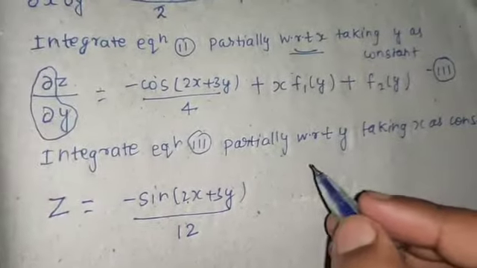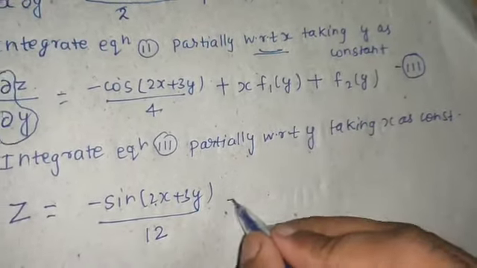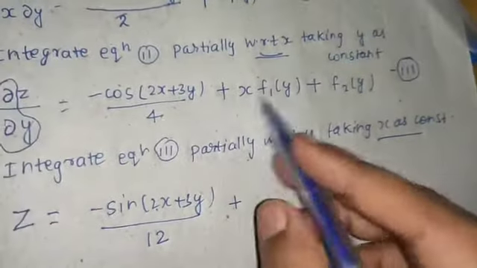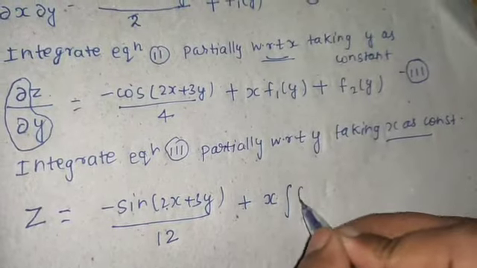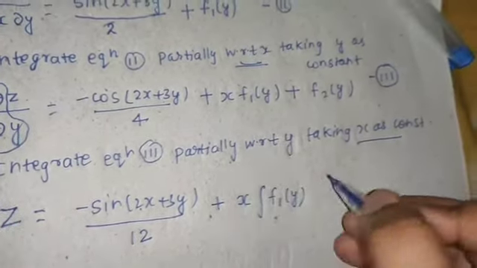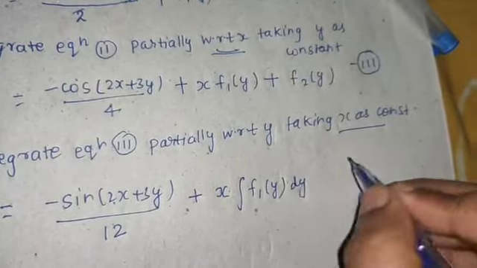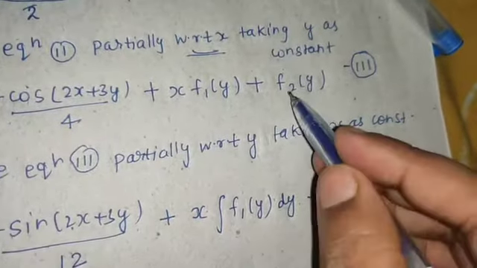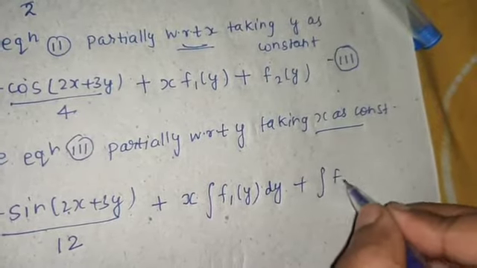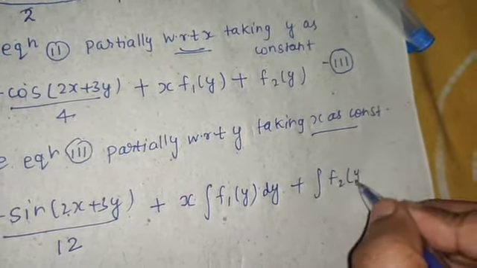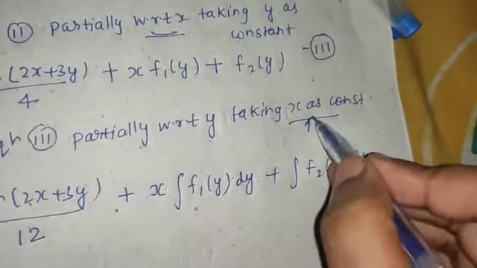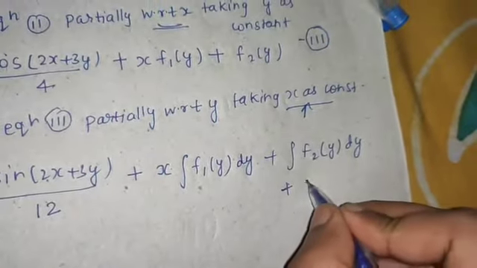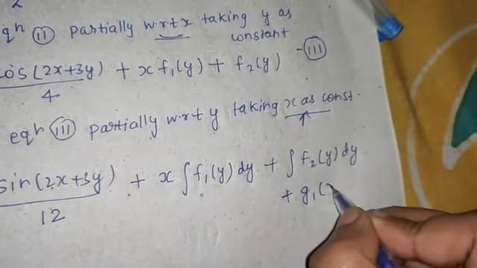Now here you come, x to be treated as constant, so x as it is, you have to integrate this, so integral f1(y) with respect to y, dy, plus this again you have to integrate, so integral f2(y) dy. For this integration also you will get a constant, that constant will obviously be in the form of x, so let's name that g1(x).